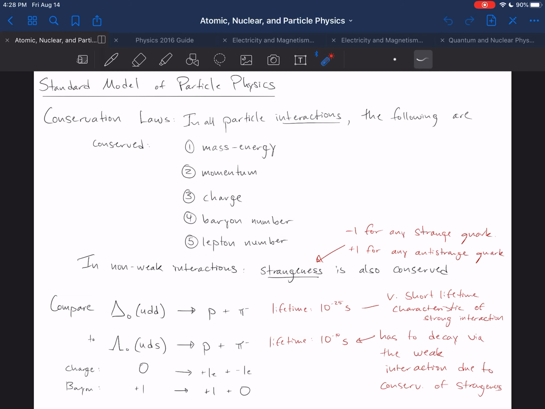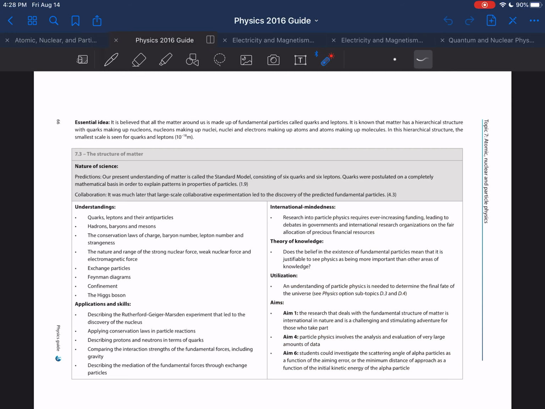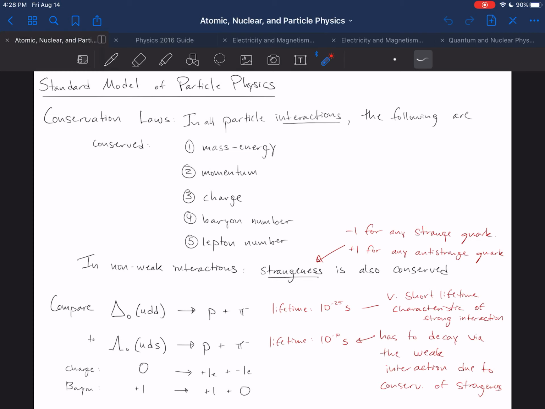Hello everyone. In this video we will continue to examine topic 7.3, the structure of matter, and in particular we will focus in on the conservation laws of charge, baryon number, lepton number, and strangeness. Alright, so up to this point we have briefly gone over the different particles that constitute the standard model of particle physics. We've gone through the different terminology that applies to particle interactions and the particular particles involved.